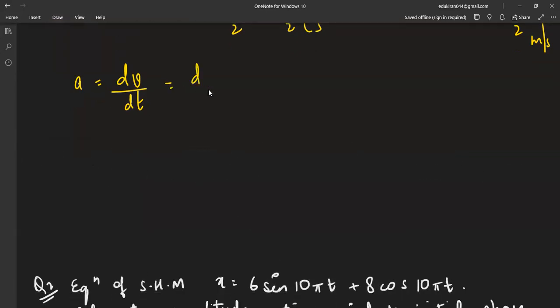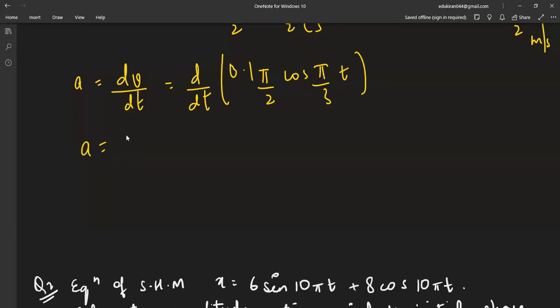So dv over dt. Now the entire equation 0.1. Again, we have sine back in our answer. 0.1 π/2 cos π/3 t. So acceleration will be 0.1 π/2. This will be minus ω sin ωt, like this.